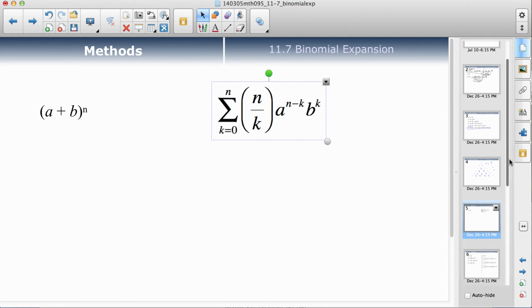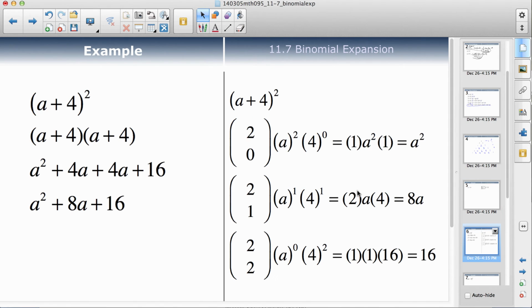Let's try some actual examples and see if we can put all this stuff together. So what I'm saying is if I have a plus 4 squared, I can sure multiply it out like this to get that. Or I can say, to get any term, if it's a plus 4 squared, I'm going to have a as a squared, the first one, and then 4 squared, 16 will be the last one. And then to get the middle term, it'll be one of these and one of those, so a to the first, 4 to the first, and then you multiply all this out.